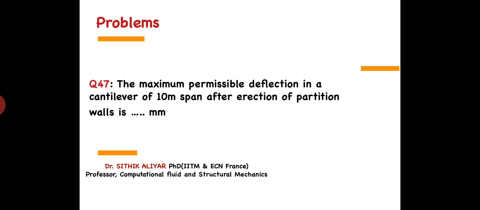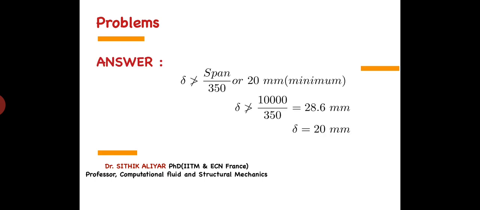Okay. So next question, you can pause and solve or you can check the answer later. They have given a cantilever beam of 10 meter span. They are asking the maximum permissible deflection of the cantilever beam after the erection of the partition wall, means after the construction is over. Okay. So we know deflection should not be greater than span by 350 or 20 mm after the construction.